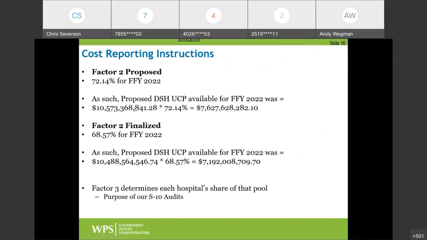Here's the information I had. The first slide that I sent out actually only had the proposed data. This is updated for the finalized data. It was in the same Federal Register, just about a page later. So this is the total amount that's being spread across all hospitals: 7.1 billion. And again, factor 3 is what determines each hospital's share of the pool. That's what our S-10 audits are all about.